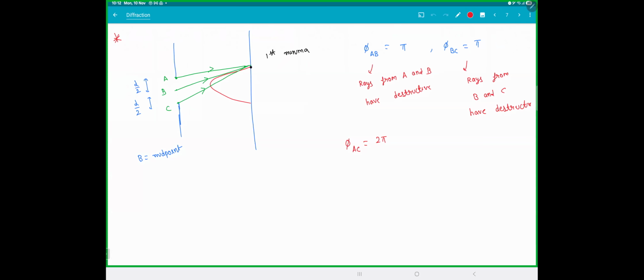So the rays from A to B form destructive interference. Rays from B to C also form destructive interference. That means from A to C, they must be in phase. This is your fifth question. Clear with this?